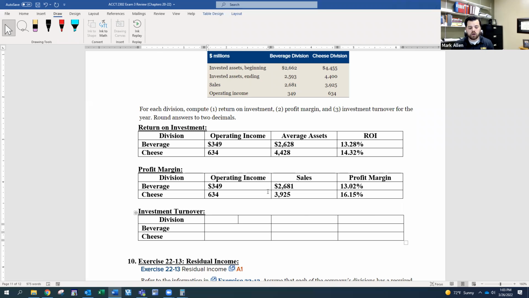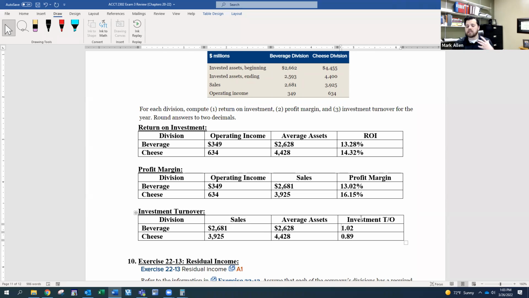Now with investment turnover, our formula is sales divided by average assets. We've already seen how to compute our average assets, so we'll just pull that straight down. And we've already got our sales right here, so we can pull that straight down. And this will give us our investment turnover. This gives us 1.02 compared to 0.89. So what this means is that my beverage division is doing a better job of using their assets to generate sales. Okay, so in this metric, beverage is beating cheese.